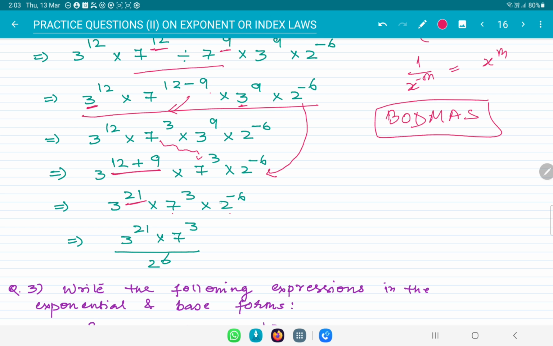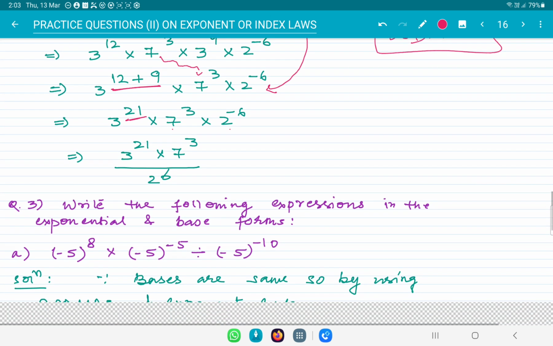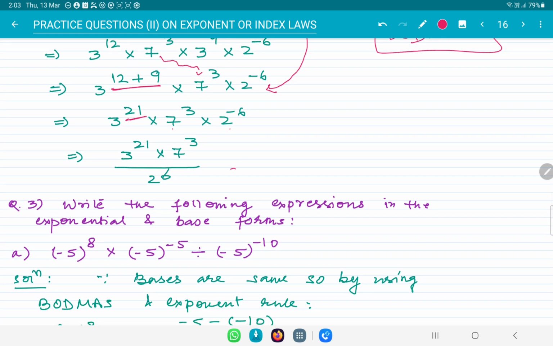As you know, we have to write our answer in positive powers. So simply 3 raised to the power 21 into 7 raised to the power 3 divided by 2 raised to the power 6. Here see what I am saying. No need to simplify it because it's very difficult. You will write 3 raised to the power 21. Okay, so this is your final answer. Just leave it as it is.